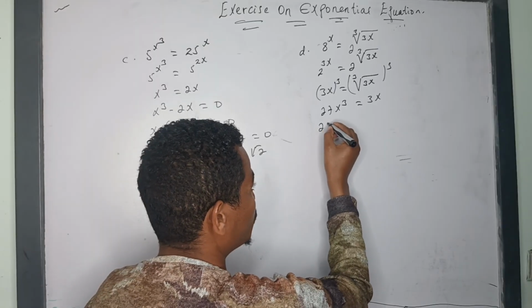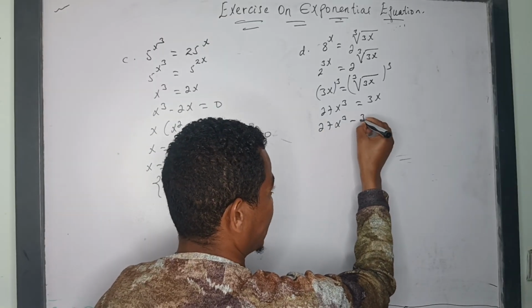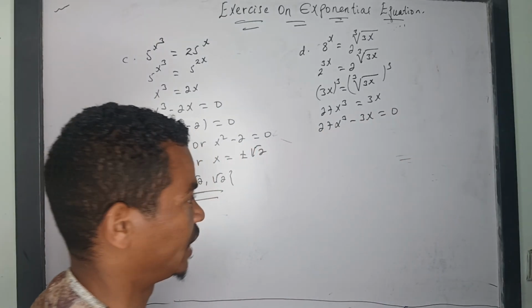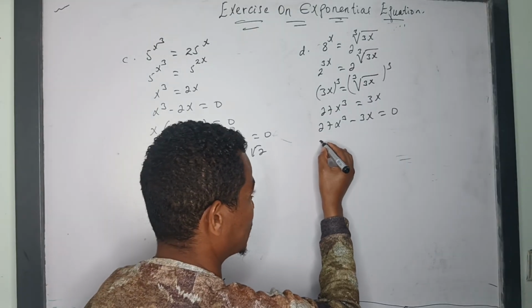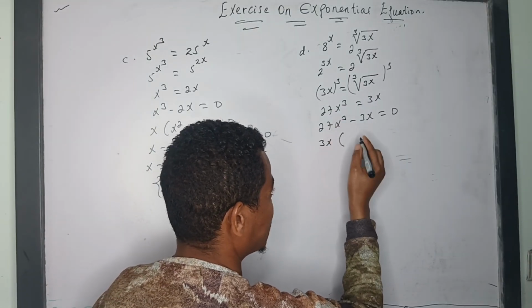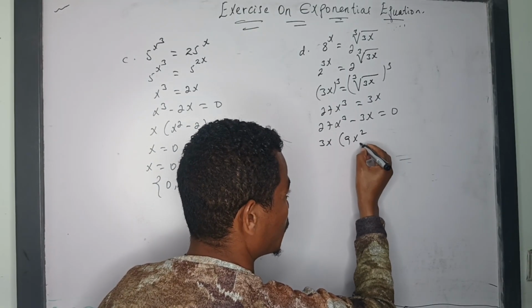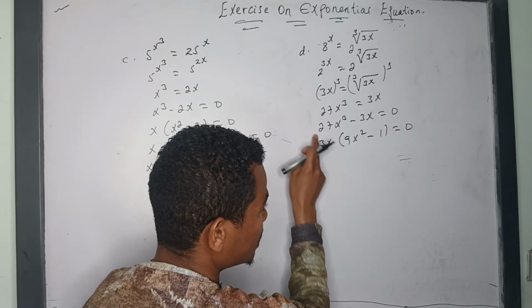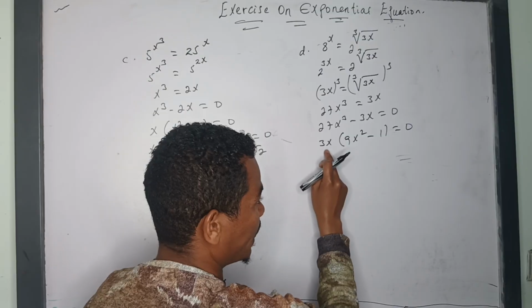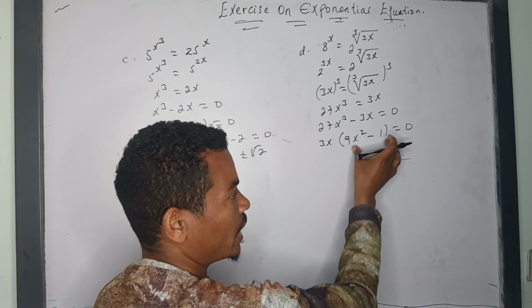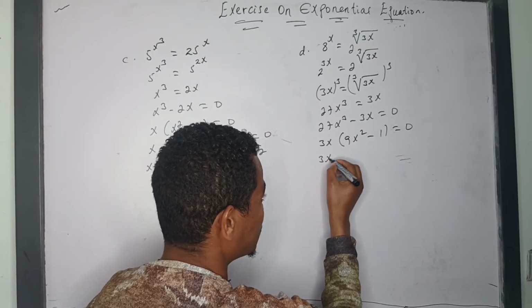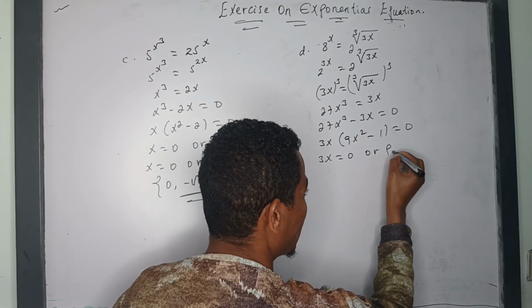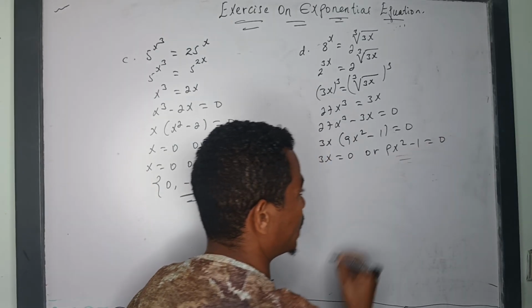Then 27x cube minus 3x is equal to 0. The common factor for this one is 3x. If we take the common factor, what remains here? 9x square minus 1 which is equal to 0. 3 times 9 is 27, x times x square is x cube. 3x times 1 is 3x. So this is 0 when 3x is equal to 0 or 9x square minus 1 is equal to 0.